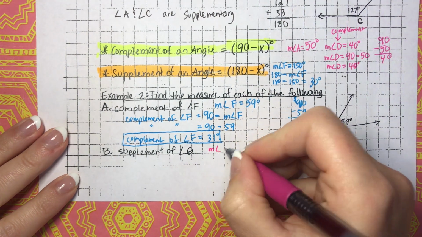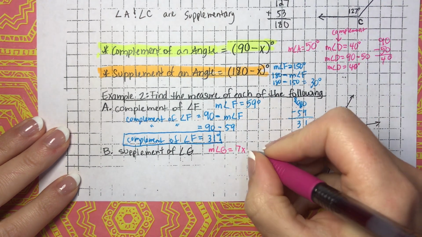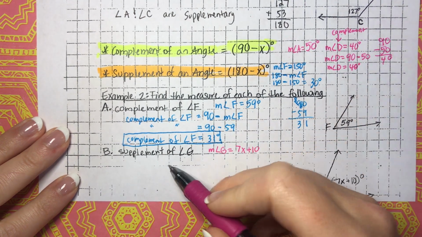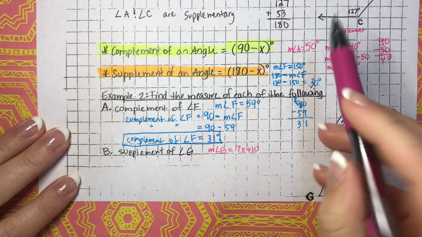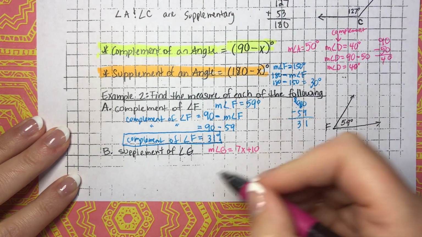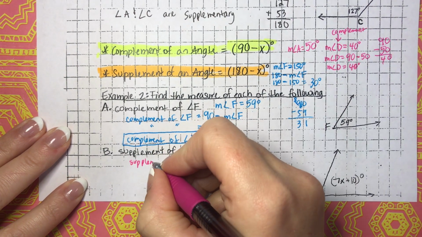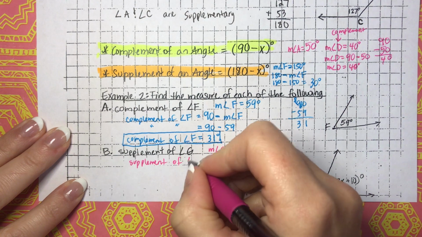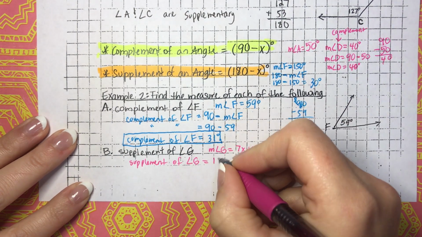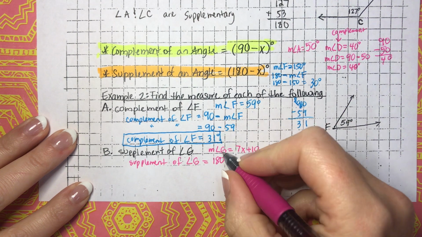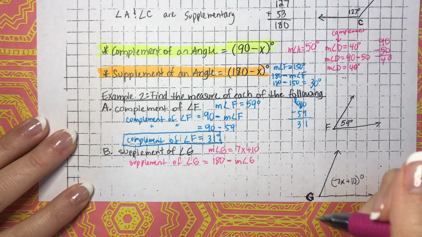Well, measure of angle G is equal to 7x plus 10. All right, and we need to find the supplement of G. Well, what's the supplement of an angle? 180 minus x. Okay, and our x is measure of angle G. So that means that the supplement of angle G is going to equal 180 minus the measure of angle G. That's what the supplement of angle G is.